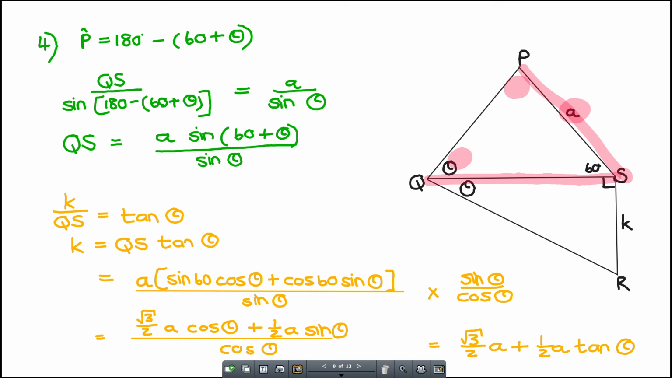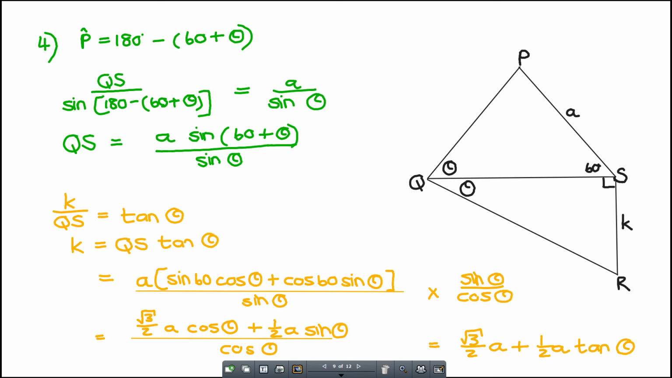I'm using my sine rule. Now I cross-multiply. So it would be QS times sine theta, and then sine of this big one, times A. Now, 180 minus places me in the second quadrant. And what is sine there? Positive. So you'll see I go directly to sine of (60 plus theta). Is everyone fine up until here? Now I have QS.